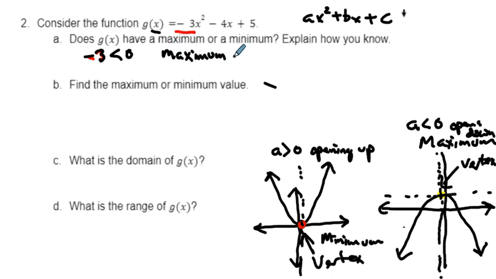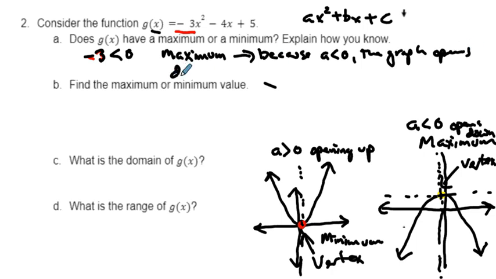Explain how I know. Then I would say, because a is less than 0, the graph opens down. Therefore, the vertex is the maximum. So that's our maximum.